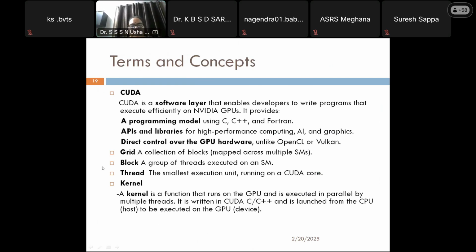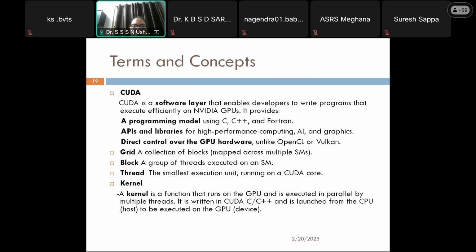So CUDA is a software layer. Anyhow, we observe that GPU is useful for improving the performance of the system. We can do the programming and get some output in a faster way. But how to do the programming? That depends on CUDA. CUDA is a standard, and it works on NVIDIA GPUs.